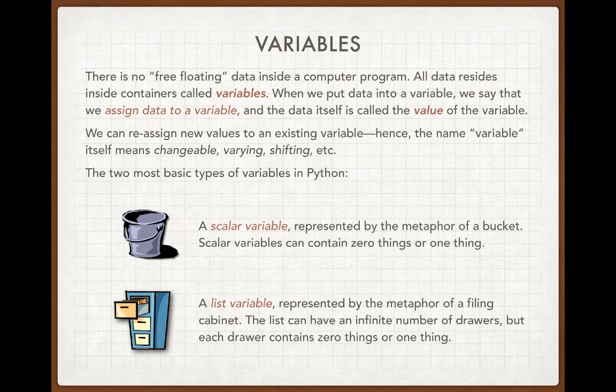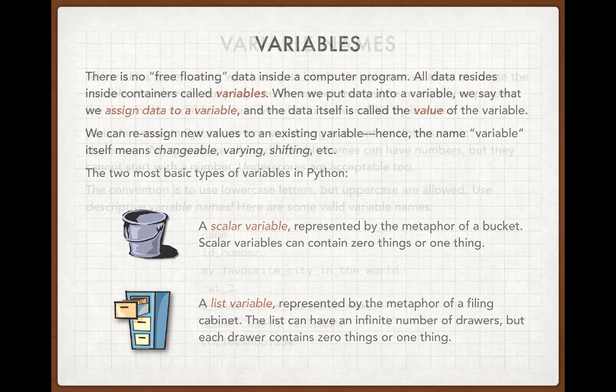Right? And when we put data into a variable, whether that's a bucket or the drawer of a filing cabinet, we're saying that we are assigning data or assigning a value to that variable. The contents of the bucket, or the contents of any individual filing cabinet drawer, is called the value of the variable. So if somebody asks you, hey, what is the value of such and such a bucket? That means they want to know what the contents are, what's inside there.